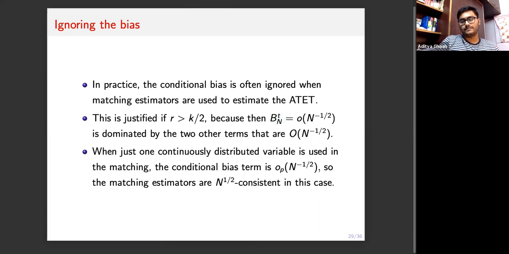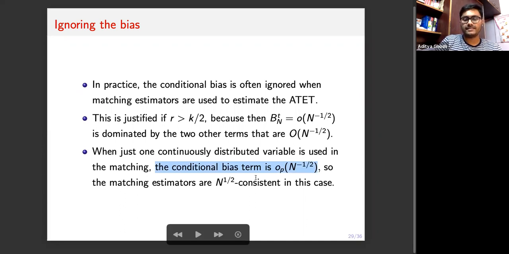And there is another regime where you are doing the matching using only one continuously distributed variable, and so there you are directly assuming that r is 1, and there also we have the conditional bias term to be of this order, and then we can say that the matching estimators are root n consistent. So these are some cases where you can ignore the bias, because the matching estimators become root n consistent and the bias becomes little o of 1 by root n. Okay.